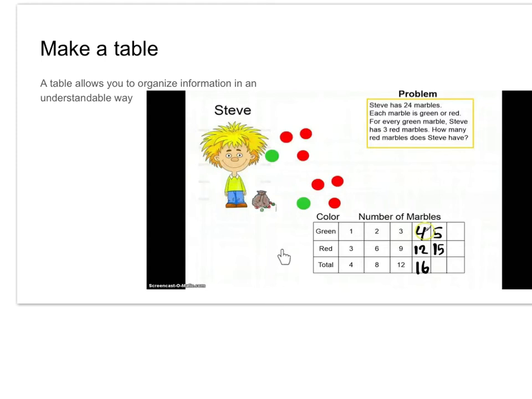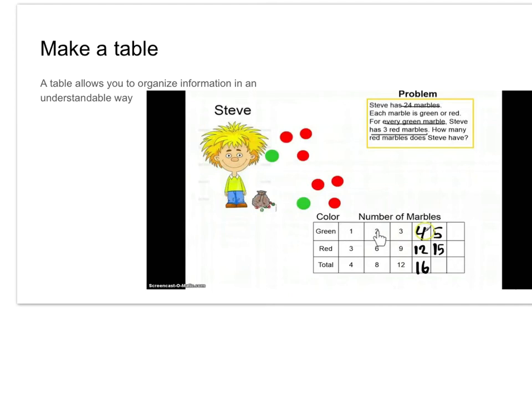It says Steve has 3 red marbles for every green marble. What I like to do is underline important information in your word problems, because sometimes they give you wordy stuff that does not make sense in the problem or is unnecessary. So we know they have 1 green marble and 3 red. That's a total of 4.